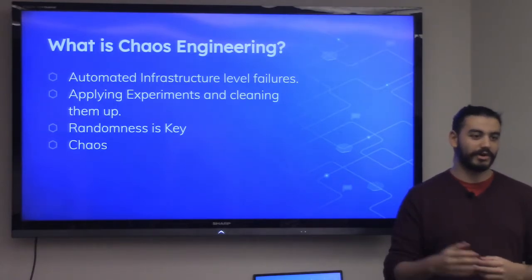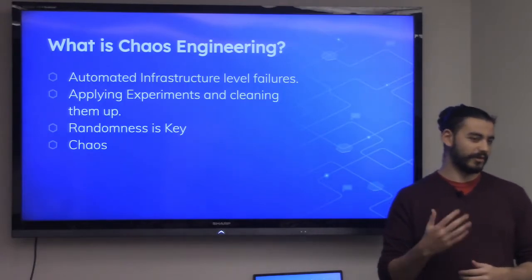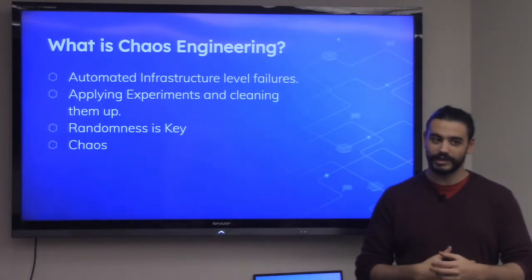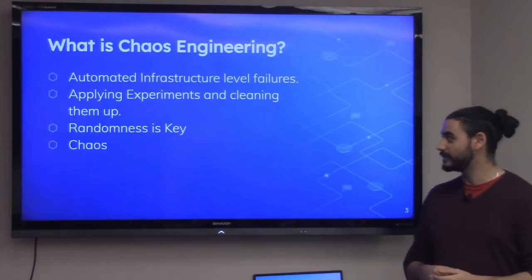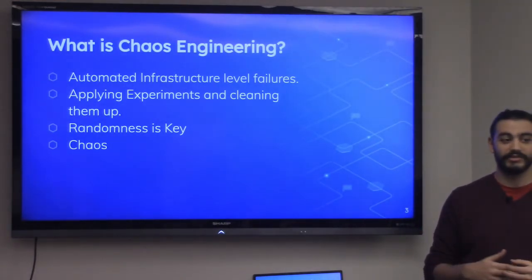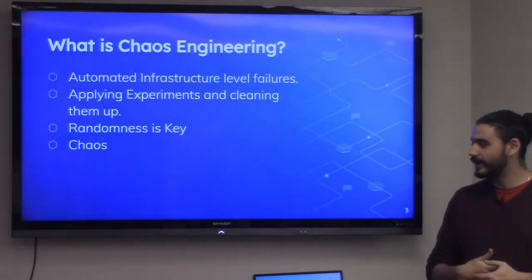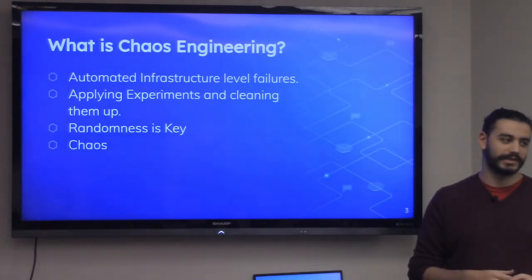The automated part is doing this on purpose, which seems kind of weird. Why would you on purpose break these infrastructure level things? But there's actually a really good reason for it. And then of course you want to make sure that you're cleaning up this kind of mess that you're making in the infrastructure. Again, we'll talk about that as well. And then randomness is key, because if it's not random, it's not chaos.